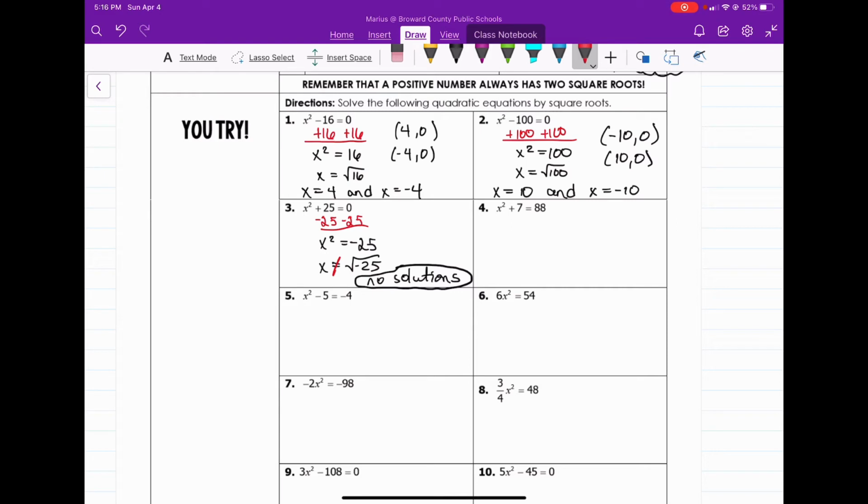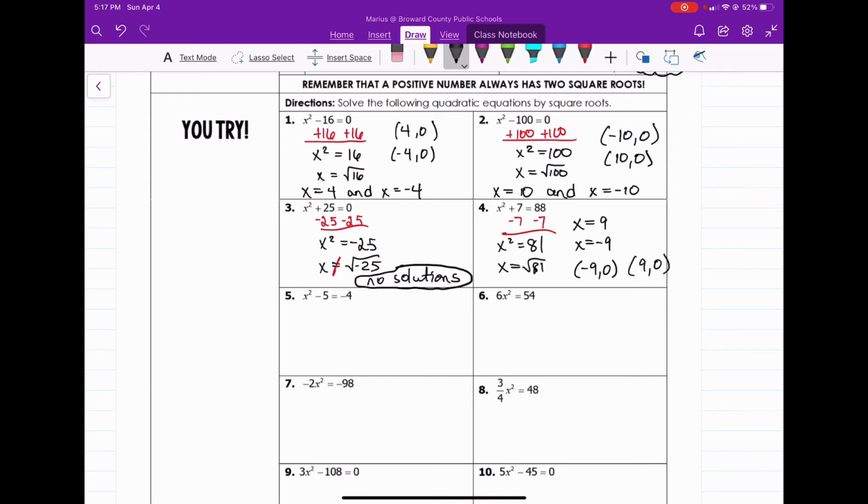All right, number 4. We would first start off by subtracting 7 from both sides. When we do that, we would rewrite our equation to say x squared equals 81. When we take the square root of both sides, the square root of 81 is positive 9 and negative 9. So x is equal to positive 9, x is equal to negative 9, which means our solutions are (negative 9, 0) and (positive 9, 0).